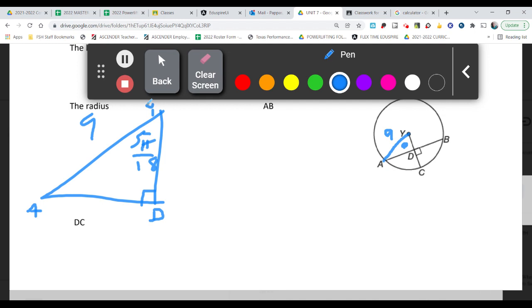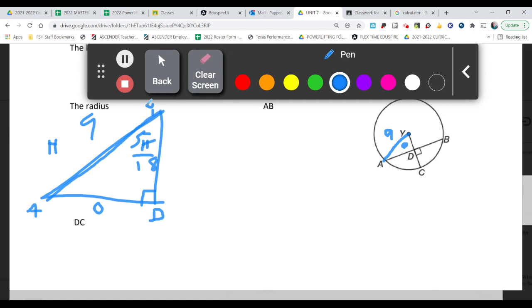Annie? But we only know one side right now. We know the radius, which is the hypotenuse, which is 9. AD is the opposite leg because it's opposite the angle that we know. So we're working with O and H right there. Does anybody remember? Unit 6, 6A notes. Sine, cosine, or tangent. Which one?